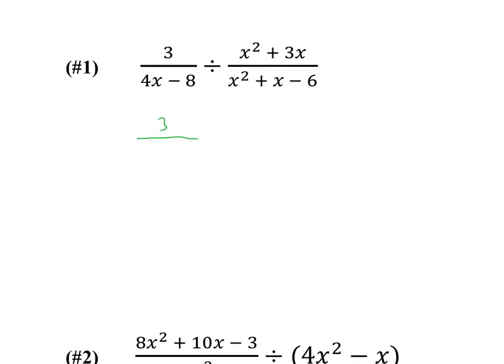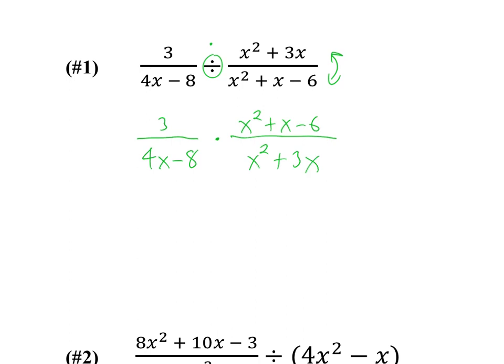So we're dividing, we're going to change it to a multiplication, and then flip the second fraction. Okay? So 3 over 4x minus 8 divided by x squared plus 3x over x squared plus x minus 6 is going to become 3 over 4x minus 8 times x squared plus x minus 6 over x squared plus 3x. Okay, so now we can do some factoring and canceling here.